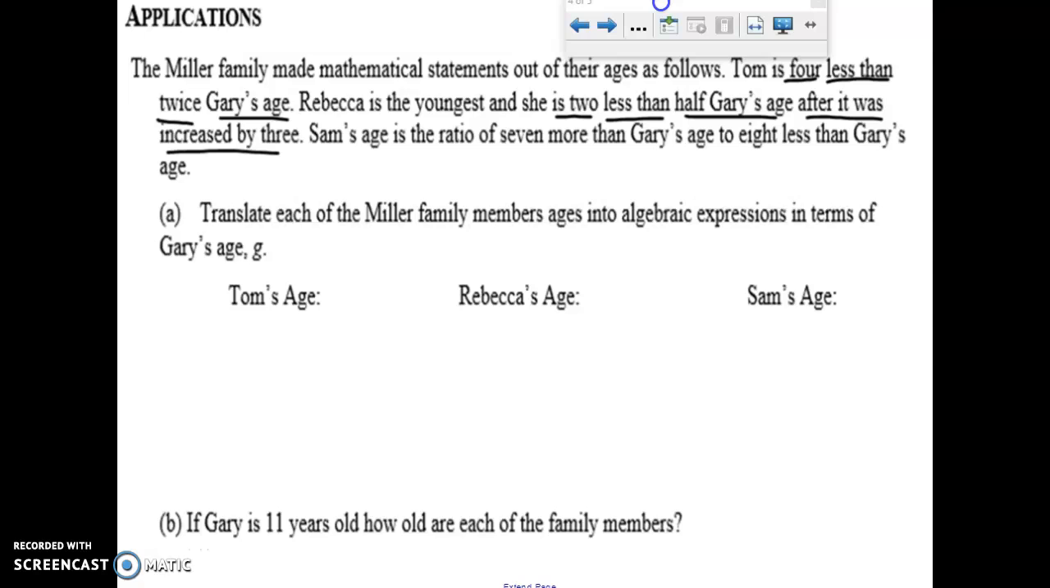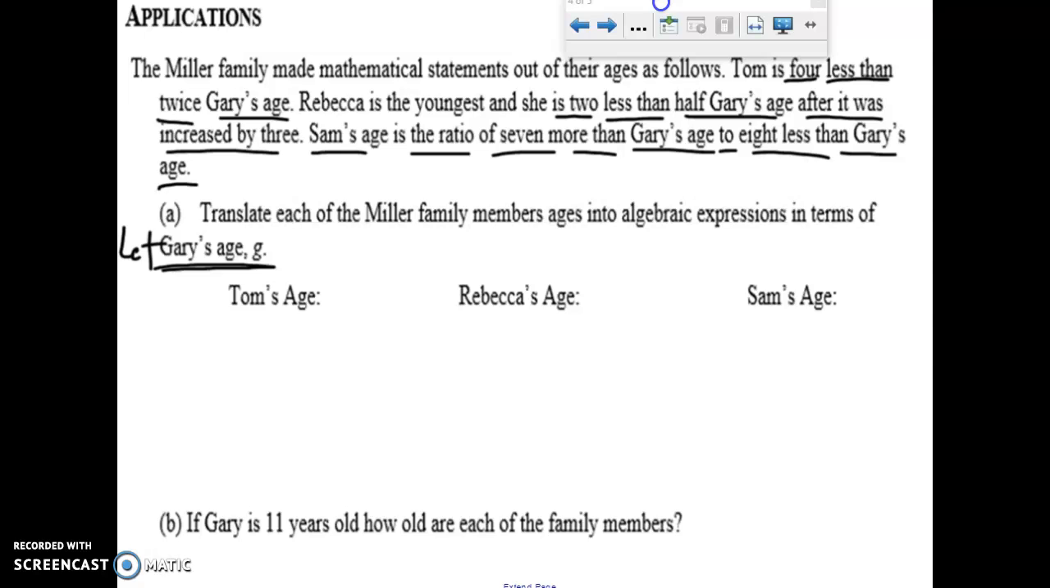And then we've got Sam's age. She's a ratio: 7 more than Gary's age to 8 less than Gary's age. And there's one very key thing here. Everybody is in relationship to Gary. So here's where we need to make sure we have a let statement. And that let statement is already given to you: let Gary's age be G. Okay? That's why those let statements are so important. Let's go through these and write 3 expressions, 1 for each family member.